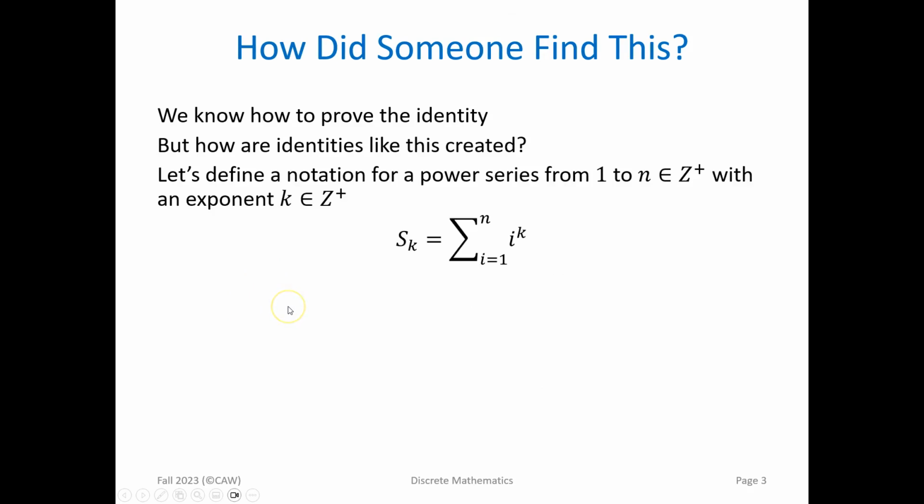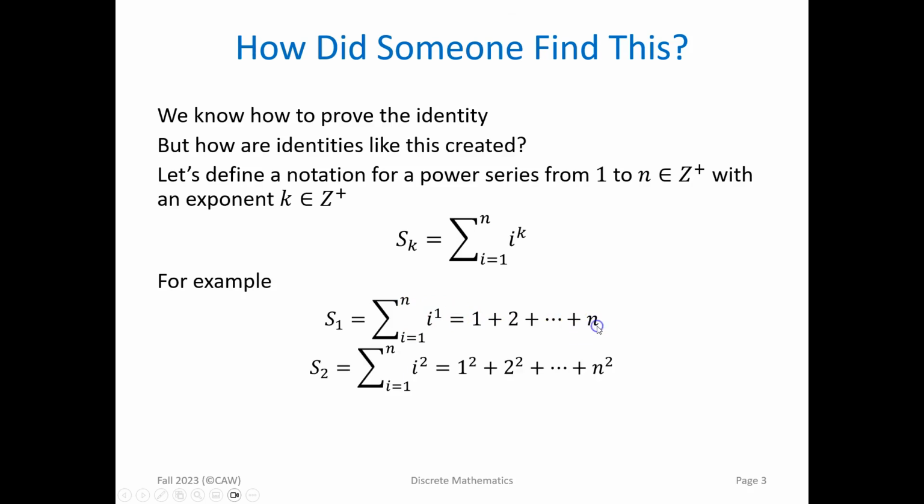Let's define a notation for a power sum from 1 to n, with an exponent k, a positive integer. So it'll look like this. S sub k, capital S sub k, is equal to the summation i equals 1 to n of i to the kth power. Here's an example. S sub 1 is the summation i equals 1 to n of i to the first power, and if we evaluated the summation, we'd get 1 plus 2 plus all the way to n.